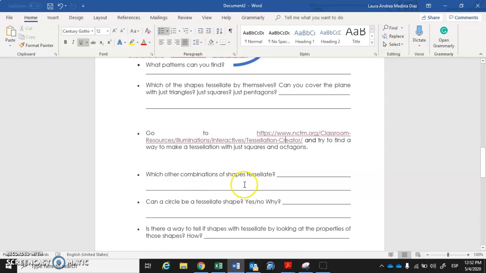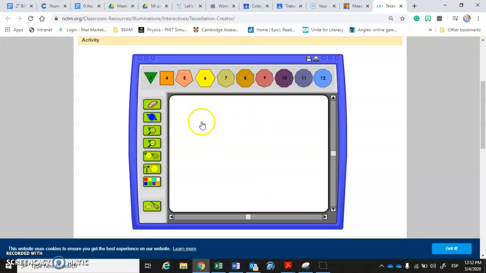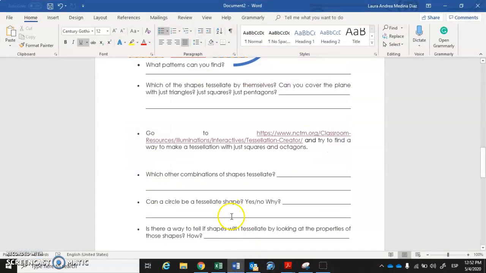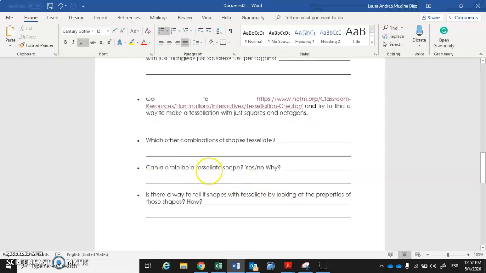And then, which other combinations of shapes tessellate? What other shapes can you use in the program to make a tessellation or to make a pattern? So you are going to write here those kinds of shapes that you use. Can a circle be a tessellating shape? Yes, no, and why? To answer this one, it's very important because the last question says, is there a way to tell if shapes tessellate by looking at the properties of those shapes? It means, are there specific shapes, only specific shapes, to make tessellations or not?